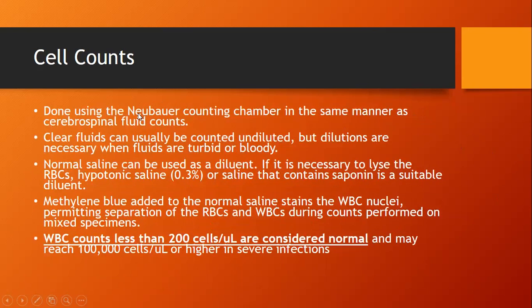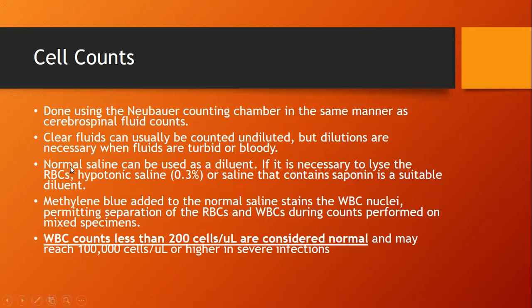Now, this is usually done in a Neubauer counting chamber, and clear fluids can usually be counted undiluted, but dilutions are necessary when fluids are turbid or bloody. Remember, I mentioned that a major cause of the turbidity of the synovial fluid is the presence of increased amounts of cellular elements. That's why the more of these cellular elements are present, the more we need to dilute the specimen, to facilitate counting of the cellular elements.